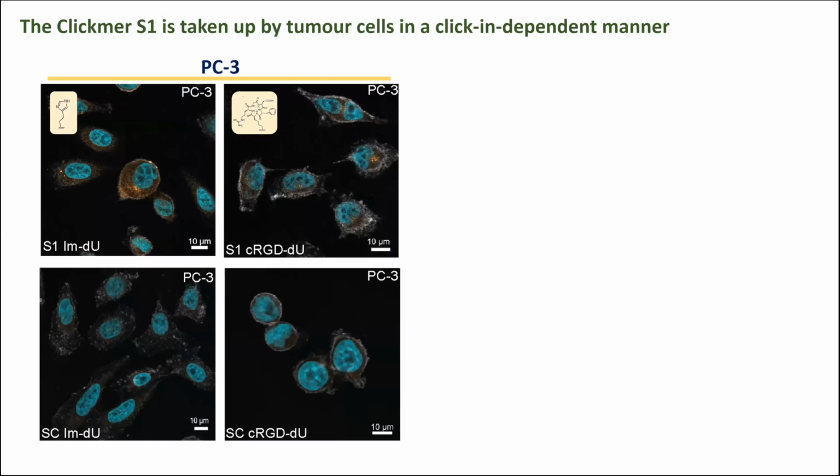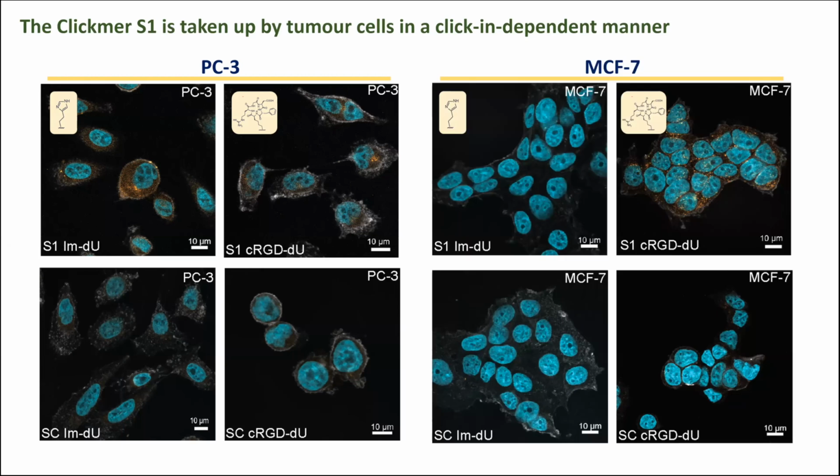So these are PC3 cells. That's the imidazole version. That's the RGB version. You see that the red dots are the aptamer, that's the nucleus, and the white things are a cell membrane staining. These are the controls. They're pretty clean. You see both aptamers are taken up by the PC3 cells very well. And if you go for MCF7, you only see the cyclic, peptide modified versions also being taken up by the cells. But the imidazole is not taken up.